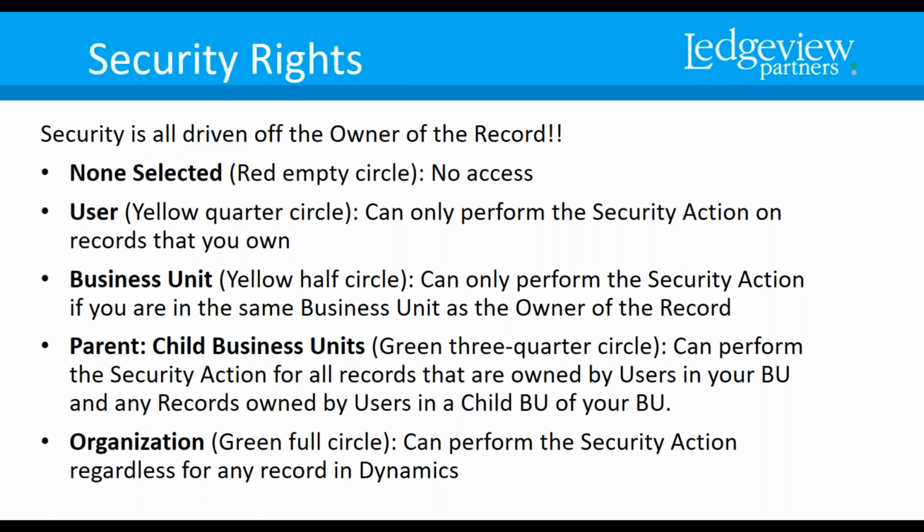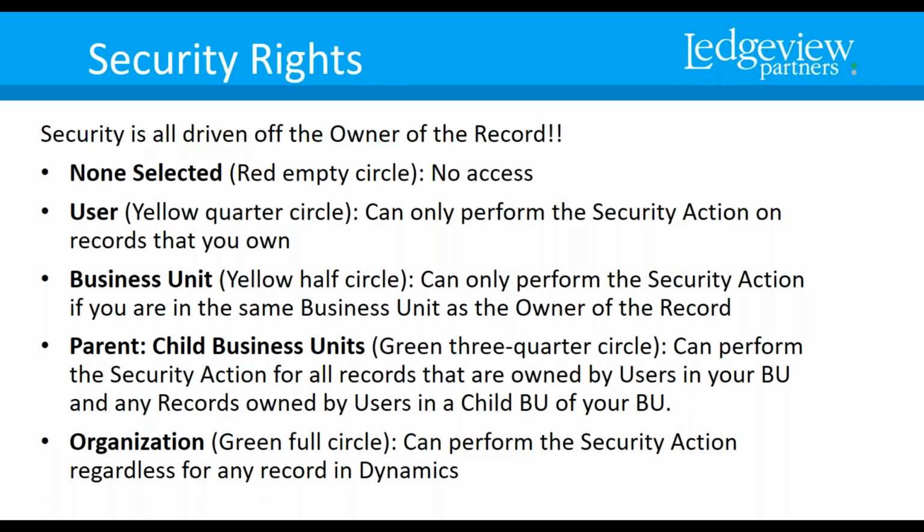Parent-child business unit. This is the one that gets a little bit tricky. This means you can perform the security action for all records that are owned by users in your business unit and any records owned by a user in a business unit that's a child of yours. So let me give you an example. Myself and Julia both have the same exact security role. We have an edit action that has the parent-child business unit on accounts. Except I'm in the parent business unit, she's in the child business unit.